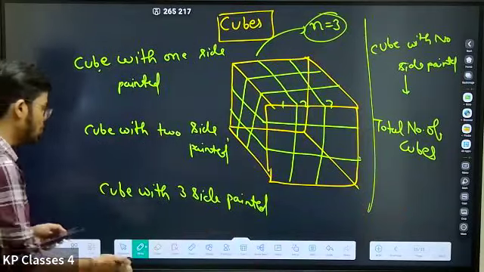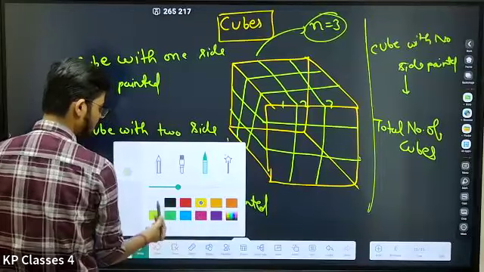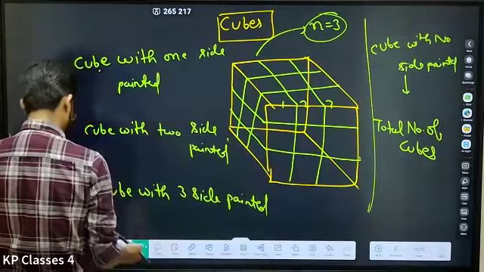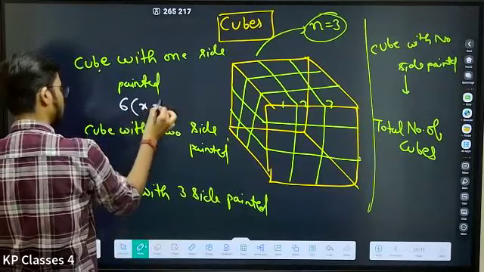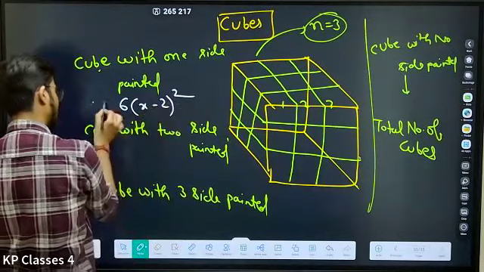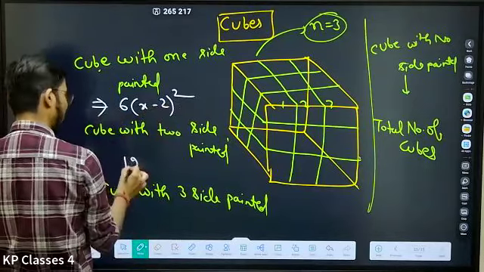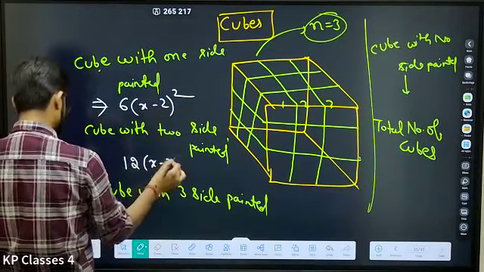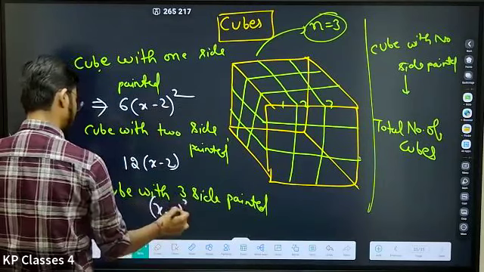We can find out all these things with a formula, and that formula is what? You can note that down. Cube with one color painted will be 6(x minus 2) whole square. I'll be explaining where it is coming from. Then cubes with two color painted is going to be 12(x minus 2). Cubes with no color painted, (x minus 2) to the power cube.